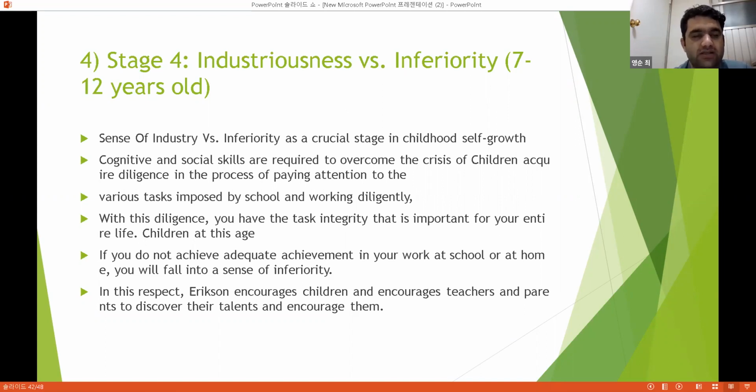If children at this stage do not achieve adequate results in their work at school or at home, they will fall into a sense of inferiority. So this is called the stage of industriousness versus inferiority. In this respect, Erikson encourages teachers and parents to discover children's talents and encourage them.